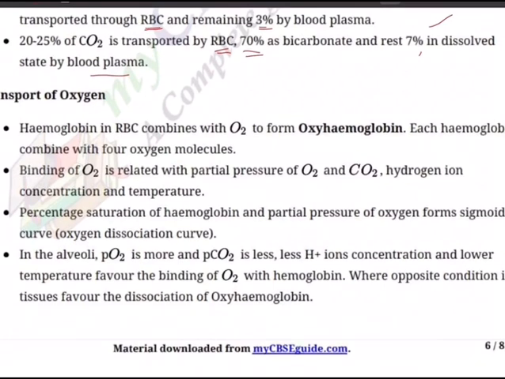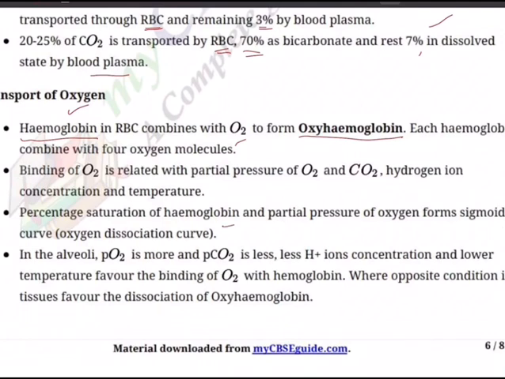In transport of oxygen, as all of you know, the major role is played by the red colored pigment called hemoglobin, Hb. Hemoglobin is present in RBC and combines with oxygen to form oxyhemoglobin. Wherever oxyhemoglobin is present, that blood is called pure blood. Each hemoglobin combines with 4 oxygen molecules. Binding of oxygen is related with the partial pressure of oxygen and the partial pressure of CO2, hydrogen ion concentration and temperature. So these are the 3 factors that influence O2 binding with hemoglobin. Percentage saturation of hemoglobin and partial pressure of oxygen forms a sigmoid curve, or we say oxygen dissociation curve.